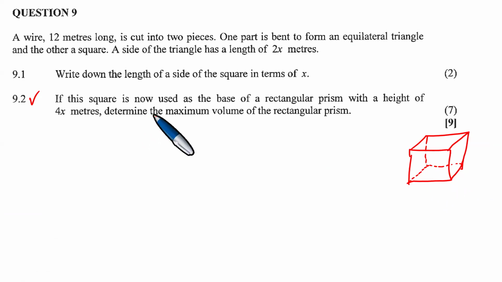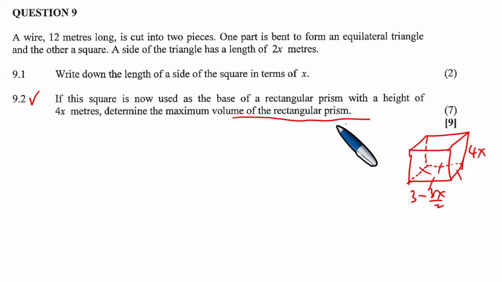So if this square is now used as the base of a rectangular prism with a height of 4x meters, and now the base square has side (3 minus 3x) over 2, you have exactly the same thing, because it is the base of the square. The rectangular prism is just a prism that is formed by rectangles, so you must know your geometrical shapes. The base is formed by the square we actually described above. Okay, good.